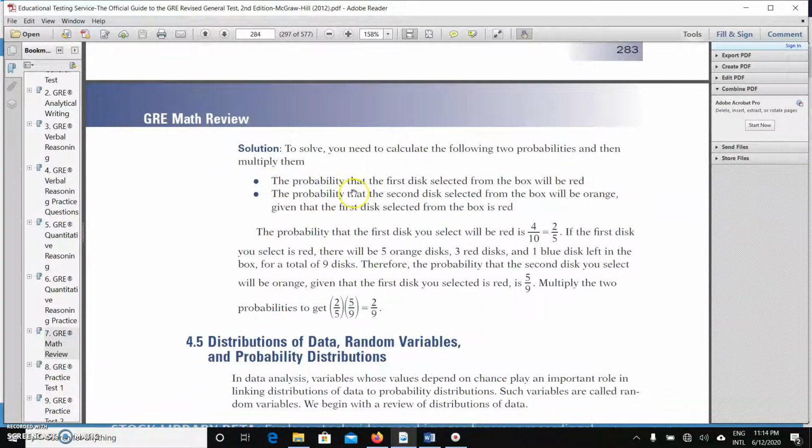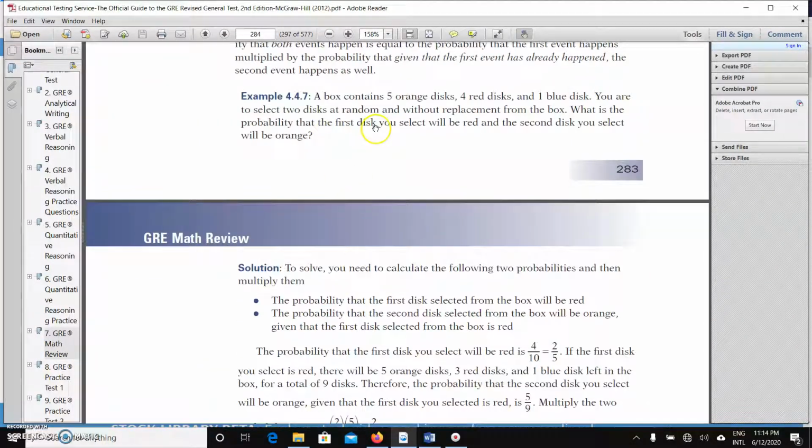Now let's do the last question. A box contains 5 orange discs, 4 red discs, and 1 blue disc. You have to select 2 discs at random and without replacement. Now this is very important. Without replacement means a lot. I told you about replacement the other time.